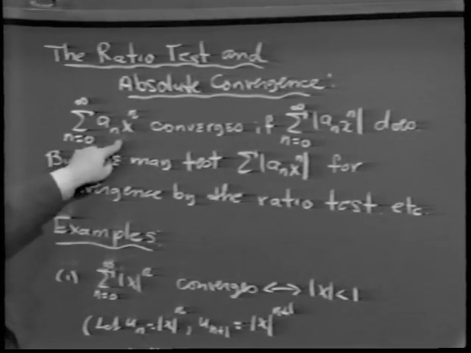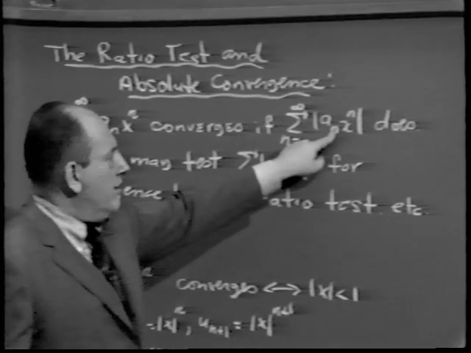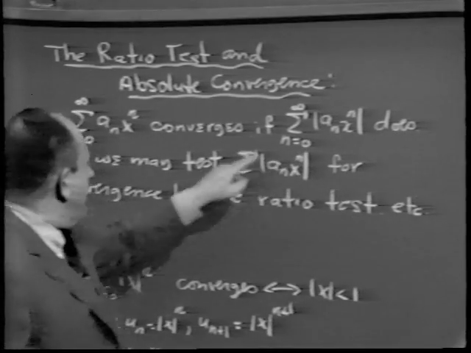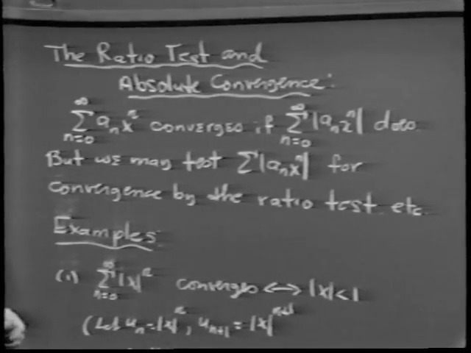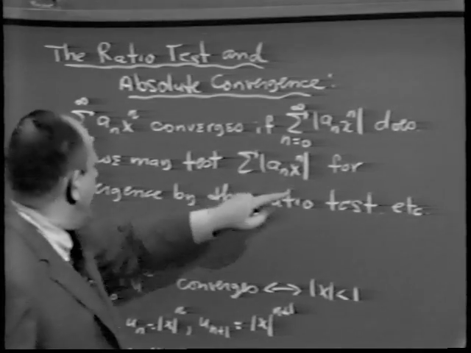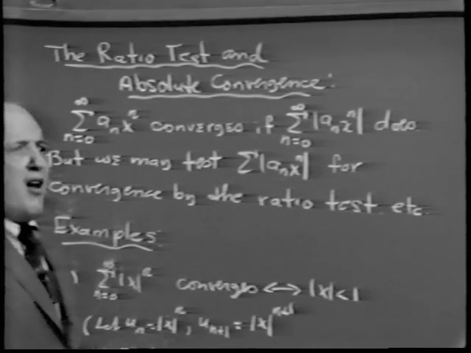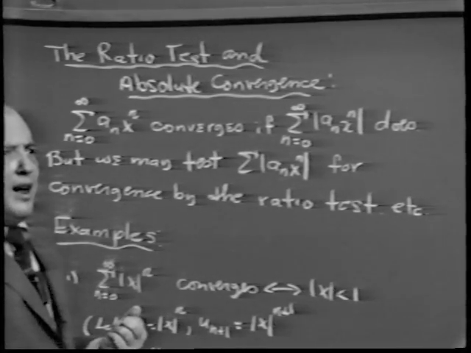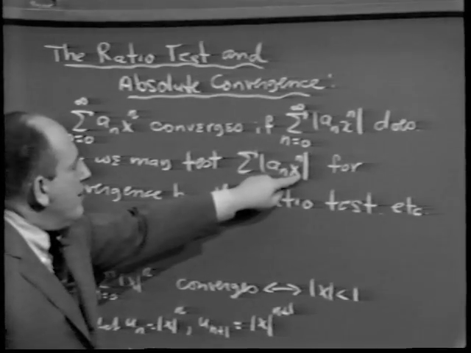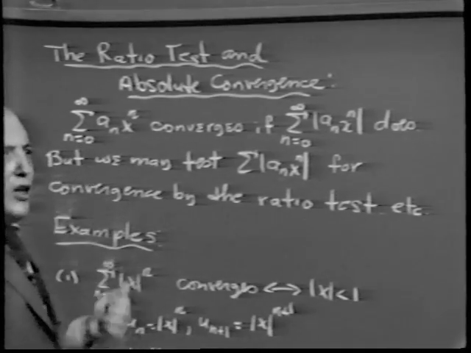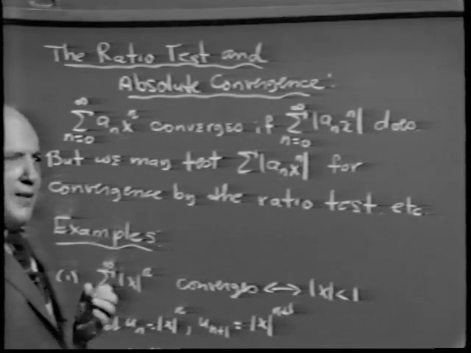Notice that a series converges as soon as it converges absolutely. The point is that for a positive series, I can use the ratio test or its equivalent. Namely, for example, what I can do is test summation absolute value of a n x to the n for convergence by the ratio test, by the comparison test, by the integral test, etc. Okay? And what I'm saying is, if that particular series converges, then the original series, namely the one without the absolute value signs, converges absolutely for that same value of x.